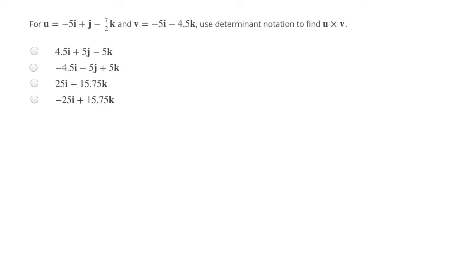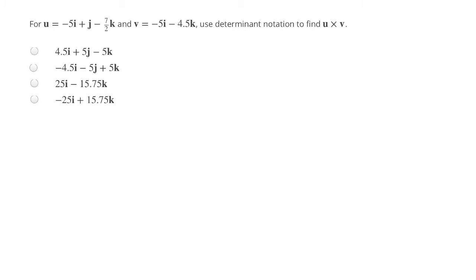Greetings everybody, and welcome to our example 7 in our series on cross products. So what we're asked to do in this case is to use determinant notation to find the cross product of our two vectors u and v.